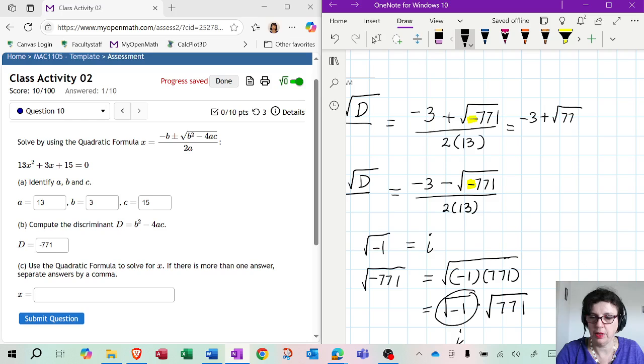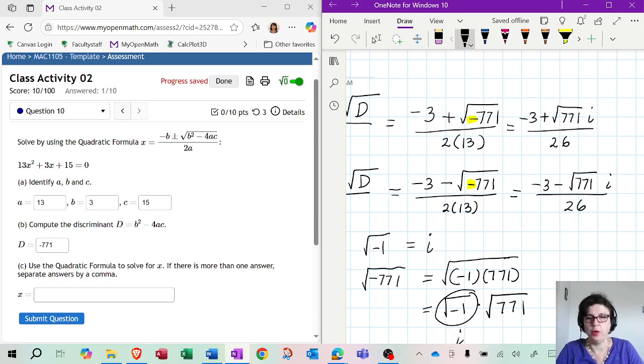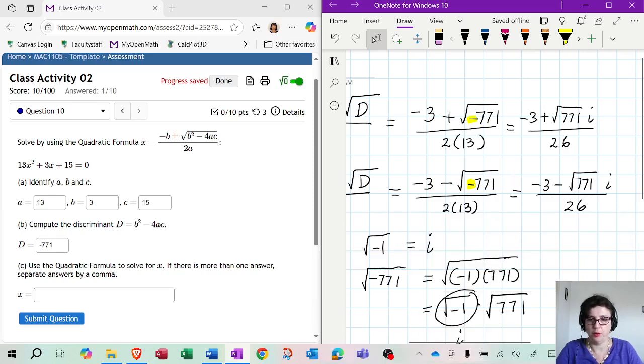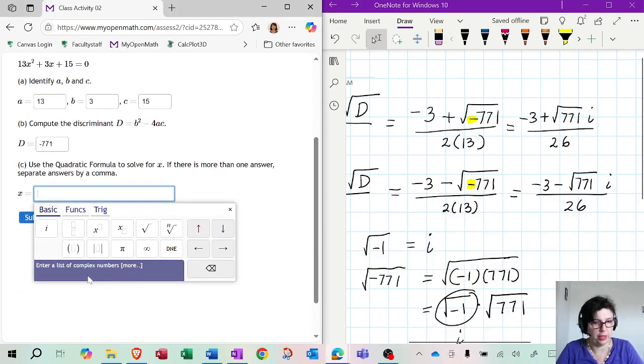Square root of 771i divided by 26. And then this is going to be the same, minus square root of 771i divided by 26. Now, sometimes they would require you to put it in the form a plus bi, but I don't require it. So I'm just going to put it just like that.